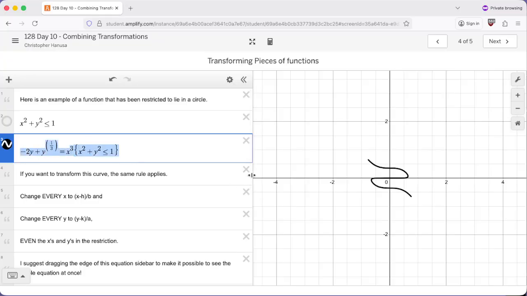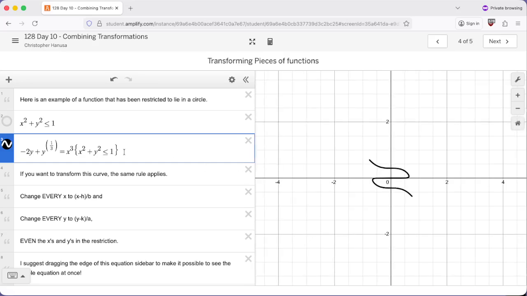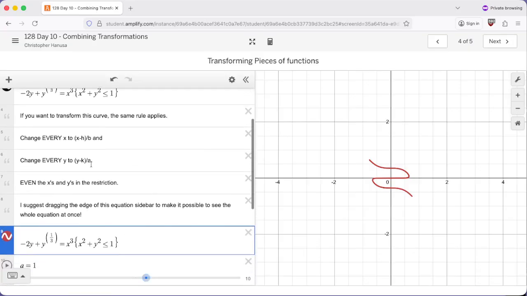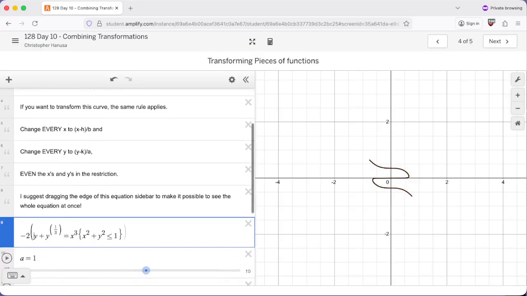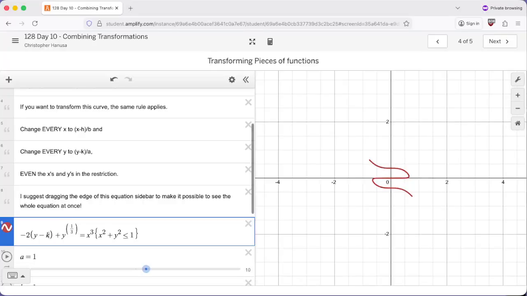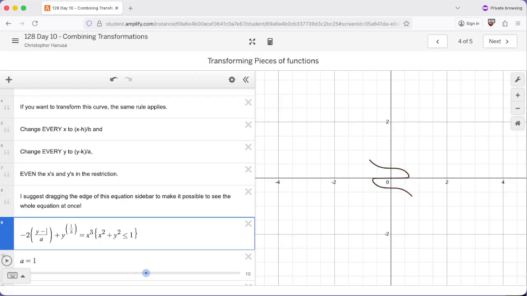So here's what I'm going to do. I moved this out a little further because I'm going to do a lot of changes and I want to make sure I can see them all at the same time. So when I see a y, I want to make that y minus k divided by a. I'll go into the numerator and say y minus k. So anytime I see a y, I replace it by y minus k over a, y minus k over a, y minus k over a.